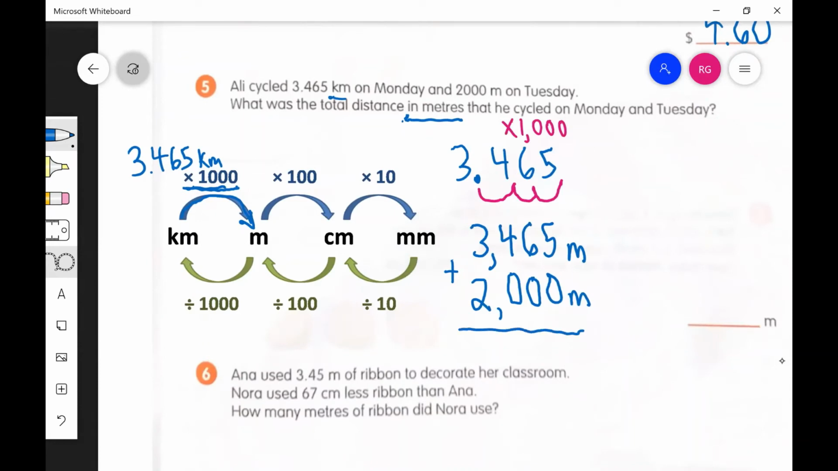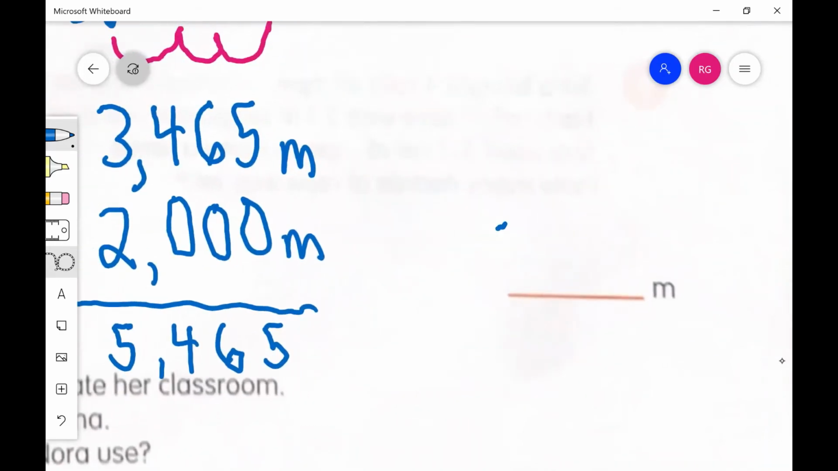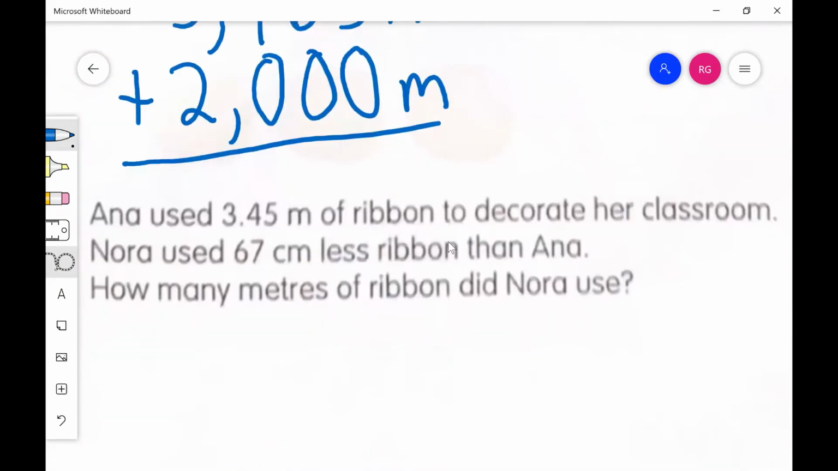All right. So we have 5, 6, 4, and what's that? 5 right there. Okay. So tell me my answer and say the units correctly. 5,465. How would we say that? 5,465 meters. Perfect.